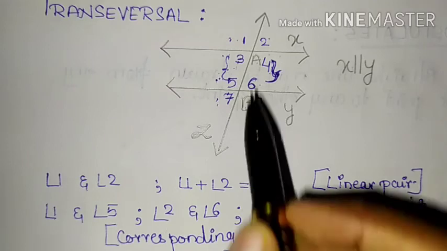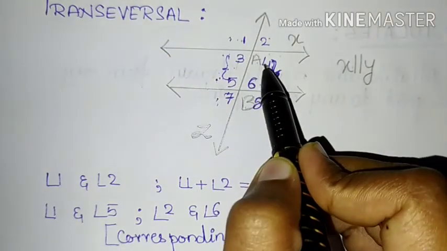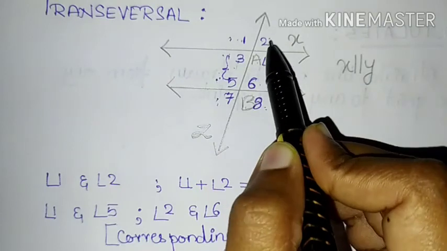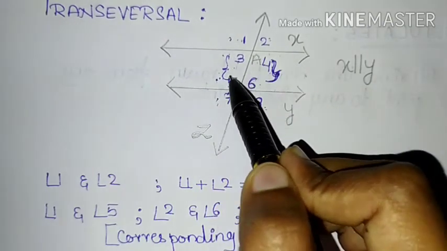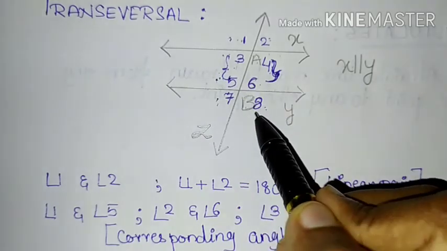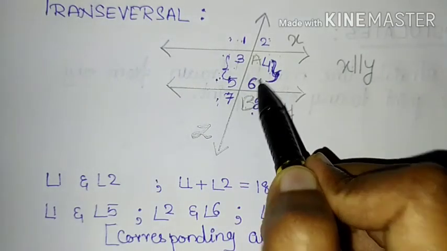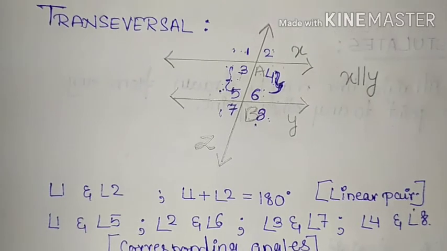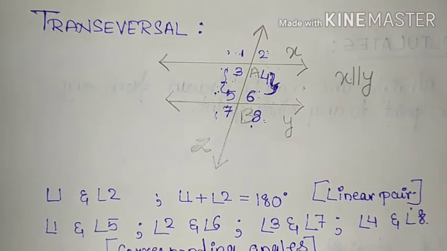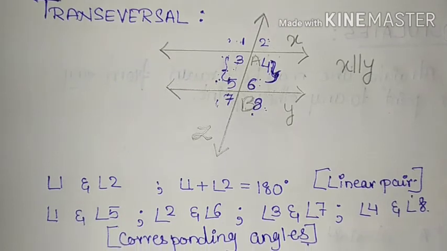Now similarly, angle 1 will be equal to angle 4, angle 2 will be equal to angle 3, angle 5 will be equal to angle 8, and angle 6 will be equal to angle 7, because these angles are known as vertically opposite angles. Vertically opposite angles are always equal to one another.